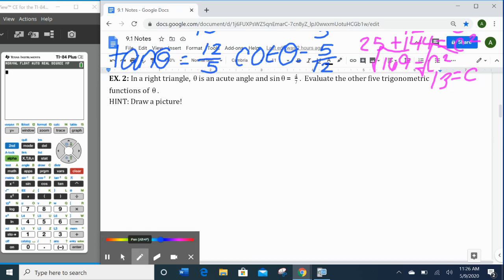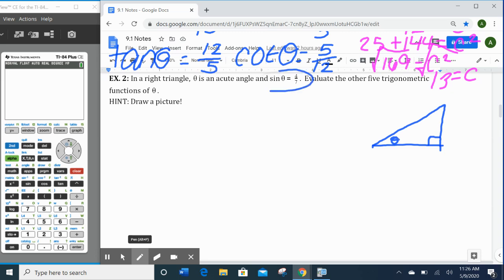Usually it's helpful to have it in front of us. So if I just draw myself a right triangle, it doesn't need to be anything special. And I'm just going to say right now it's not drawn to scale. And I'm going to put theta right there. I just picked to put theta there.